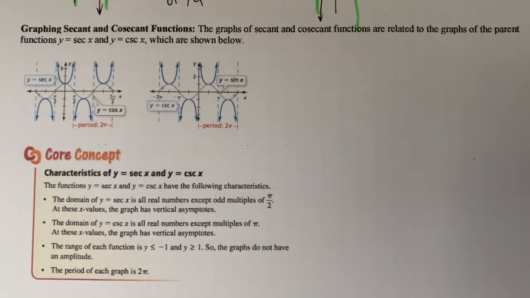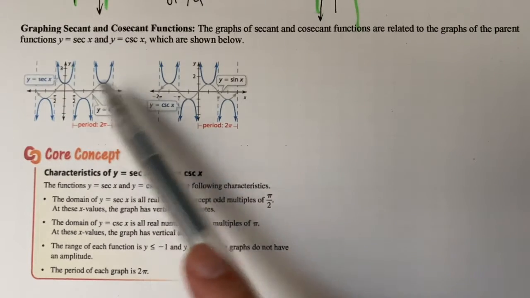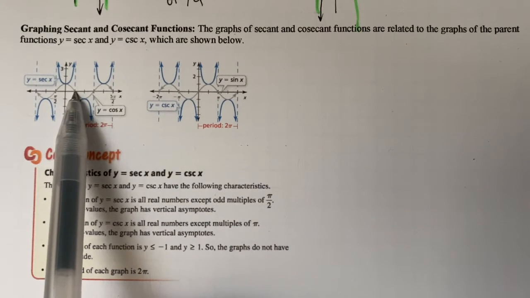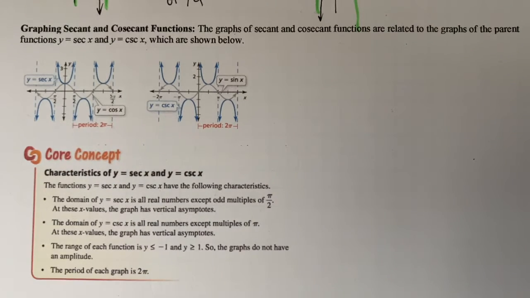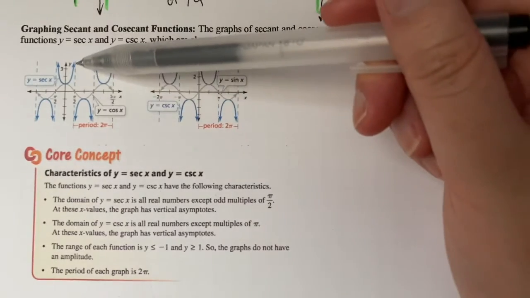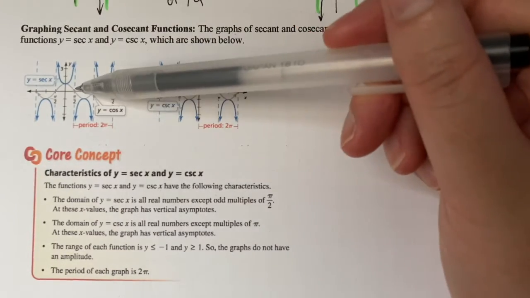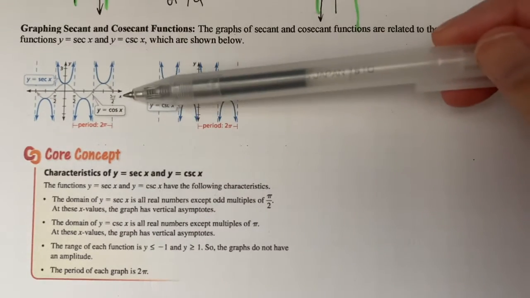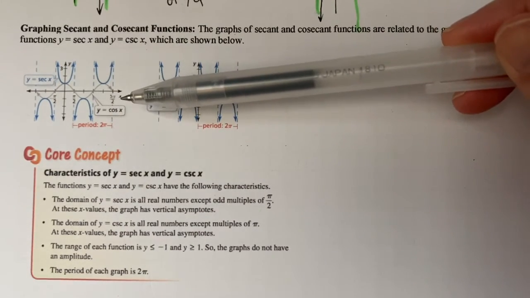The domain of the secant parent function is going to be all real numbers except odd multiples of pi over 2, and that's because at those odd multiples of pi over 2, the value of the cosine function is going to be 0, and if you take the reciprocal of 0 to get the secant function, that becomes undefined. So that is why we have those vertical asymptotes at any x value that makes the function equal to 0, and for the parent function that occurs at odd multiples of pi over 2.